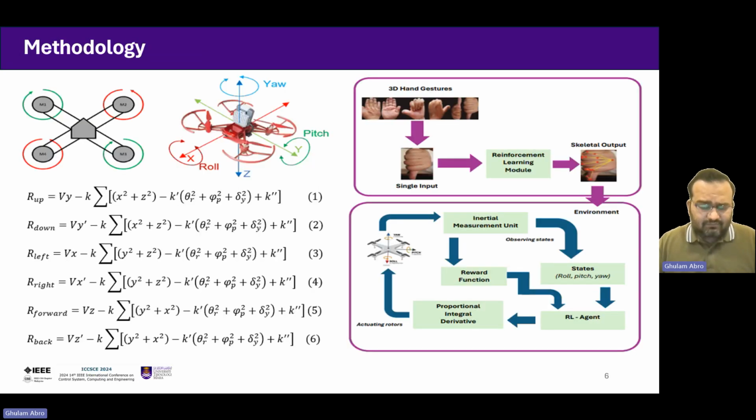Ladies and gentlemen, this slide is related to methodology. You can see the block diagram over here, where different hand gestures are treated as a single input, and they travel through the reinforcement learning module. We obtain their skeletal output. That skeletal output we give to the inertial measurement unit, and then we compute our reward functions, which eventually trigger our proportional, integral, and derivative control for maneuvering our drones.